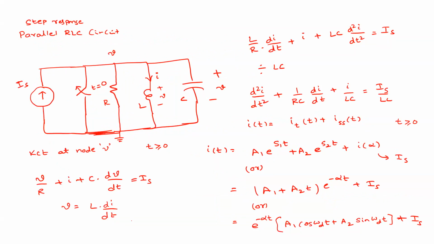Sir, at t equals 0, I equals 0. If t equals 0, current in the inductor is 0 or not? At t equal to 0, current in the inductor is 0 only in this particular case. Okay, if you solve some problems, you may understand. Right, so you can generalize this one.